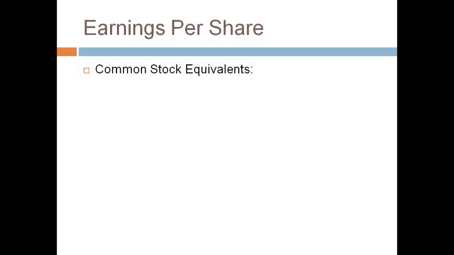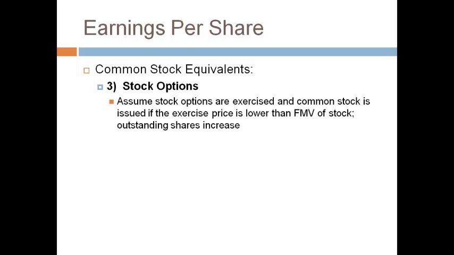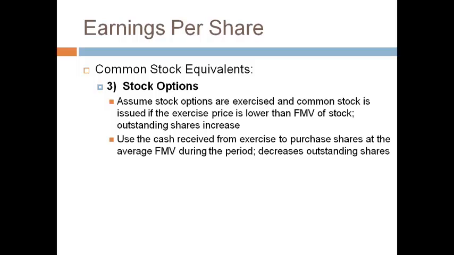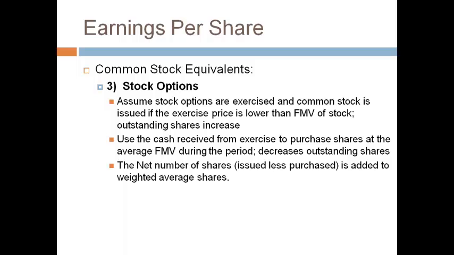The third equivalent that can be traded for common stock are stock options. Stock options give employees the option to purchase common stock from the company at a set price. We will assume the company uses the cash received from employees to purchase common stock from other shareholders. The increase to common shares will be the net of the shares issued to employees less the shares repurchased. The fourth equivalent that can be traded for common stock is warrants. Warrants work the same as stock options and are treated the same.